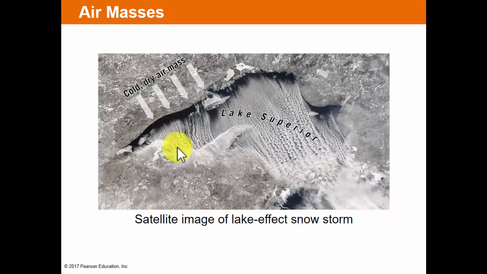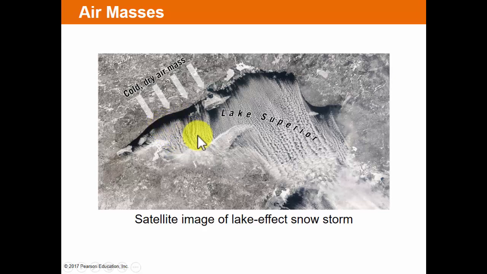And again, this is a great satellite image of lake effect snow. So here comes that cold, dry air mass. You don't see anything because it's just cold, dry air, no clouds at all. As that cold, dry air begins to move across the lake itself, that environment becomes unstable because it's warm at the bottom and cold at the top. And remember, warm air rises, so that warm air at the bottom will rise up into that cold air, and that's where you get condensation and cloud formation.